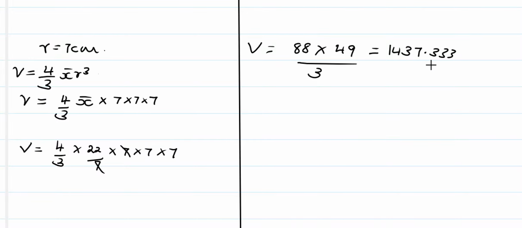1437.333, but you are told to give your answer in 1 decimal place. We look at the first decimal place here, it is 3, and then the next one, if it is 5 or above, you add 1 here. If it is below 5, you retain it like this. So in this case, this 3 here is less than 5, so we retain this 3. So it becomes 1437.3 centimeter cubed. So that's how we find the volume of a sphere.